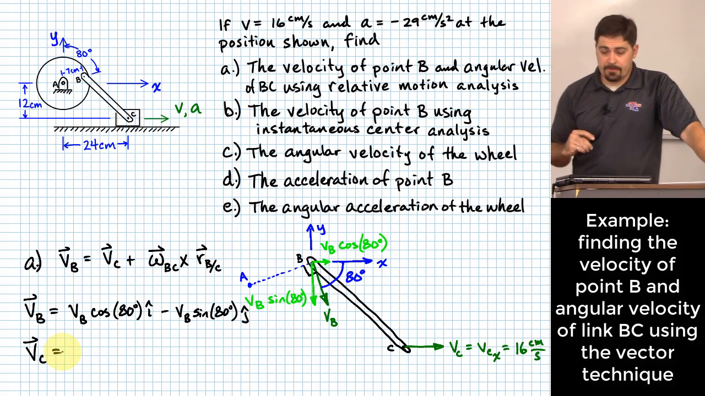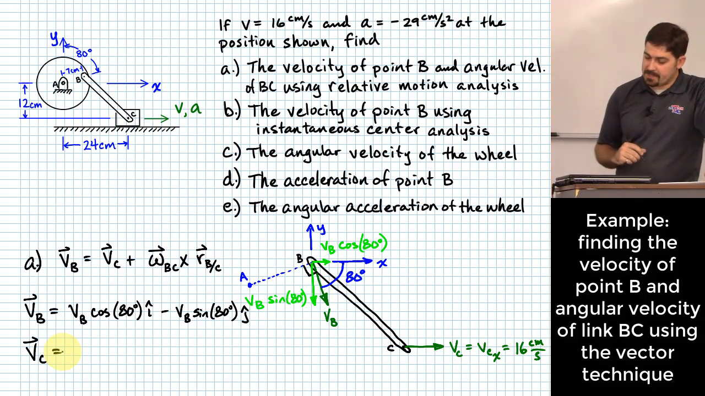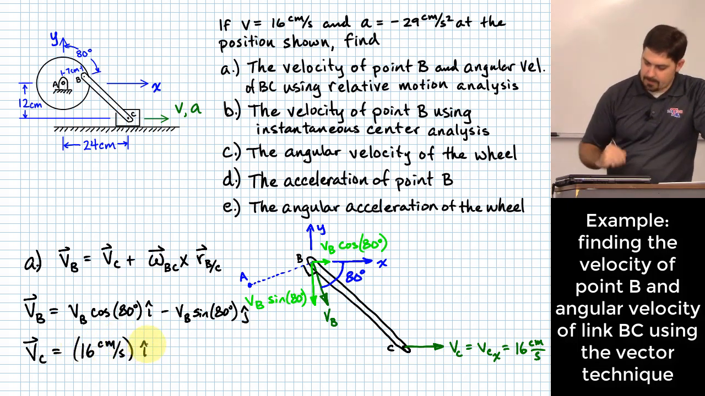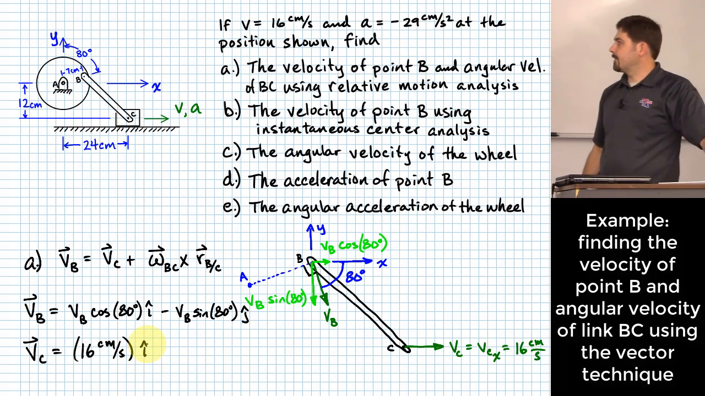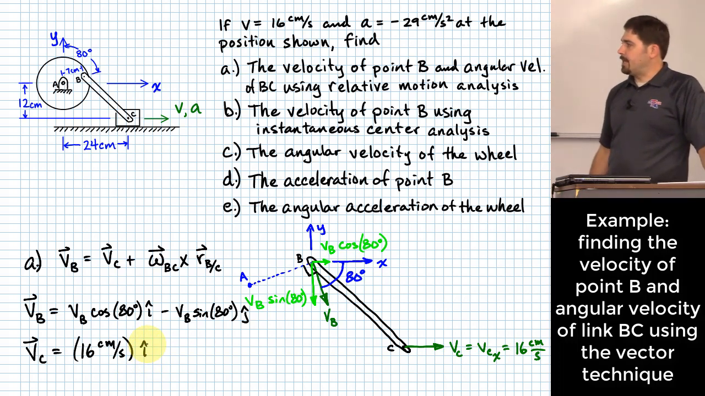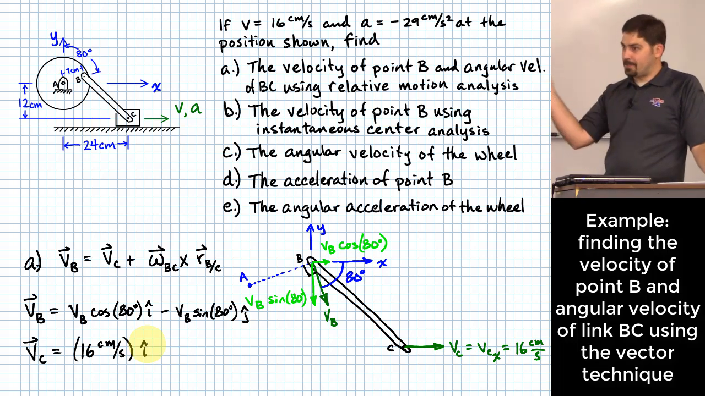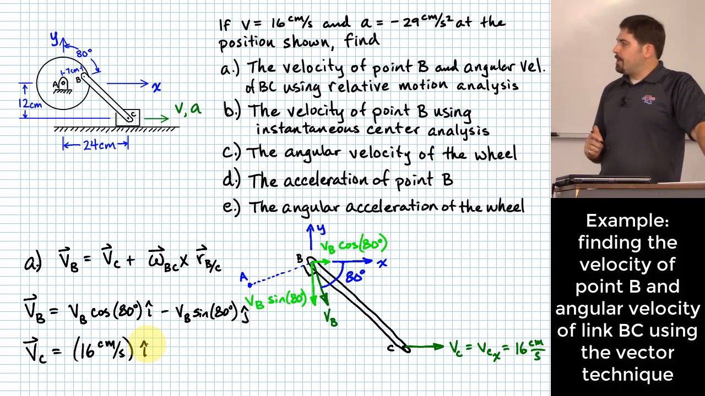Okay? So VC is actually pretty easy. It is just going to be 16 centimeters per second I. Okay? Notice there that its velocity is entirely horizontal, right? And it goes to the right, which means it's positive. Okay? So far, so good there.